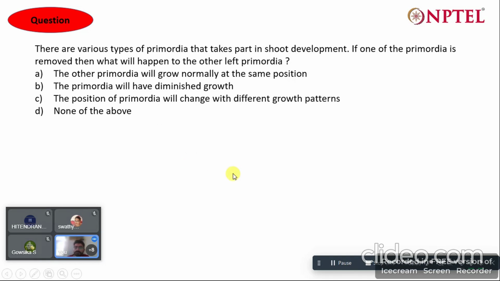Can anybody take a guess? The position of primordia will change with different growth patterns, sir. Okay, any more assumptions? So yes, the option will be option C. That is, the position as well as the growth patterns of the primordia will change.